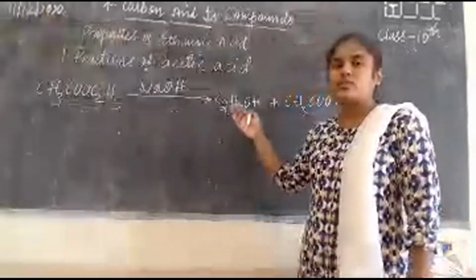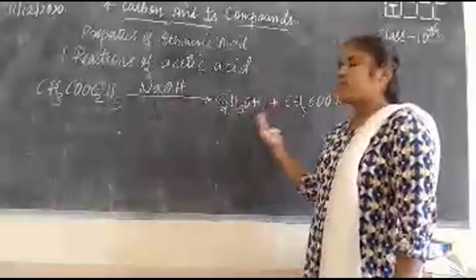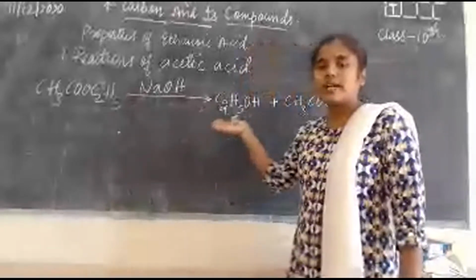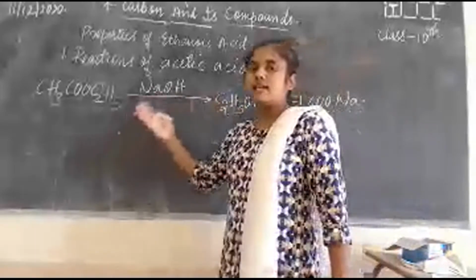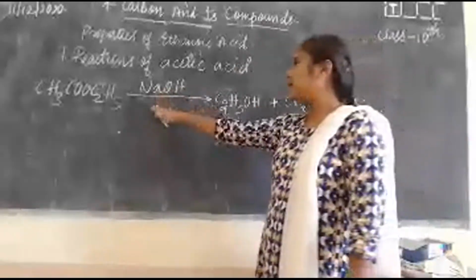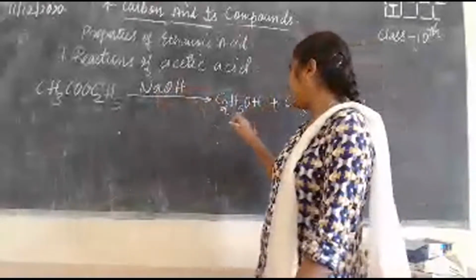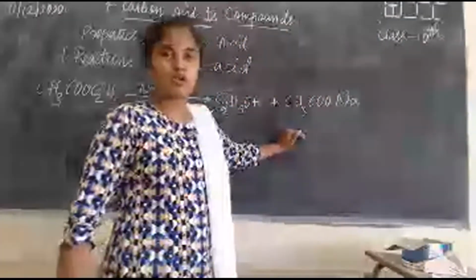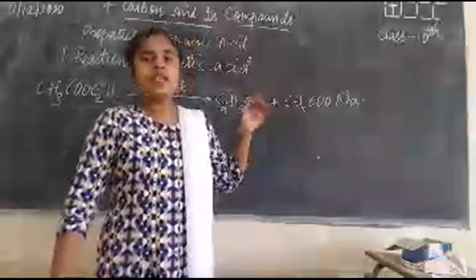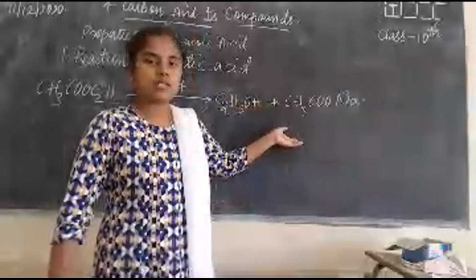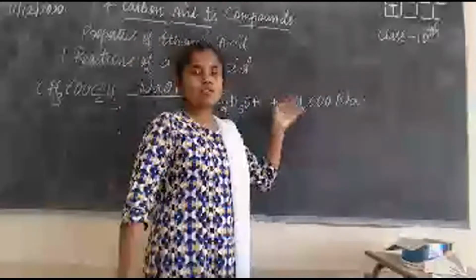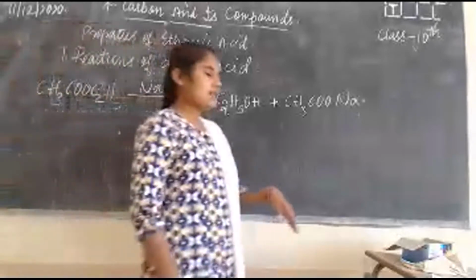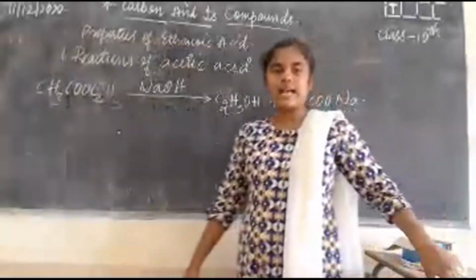So don't get confused between the esterification reaction and the saponification reaction. When you take an acid and alcohol, you get the ester. When this ester is reacted with the alkali, that is sodium hydroxide, we get back an alcohol and the sodium salt of the carboxylic acid. These are used in the preparation of soaps, since we get the sodium or potassium salts of the carboxylic acid. This process is called saponification. Then this was the second reaction.